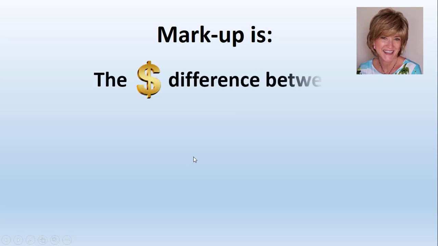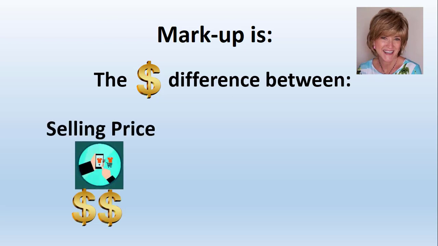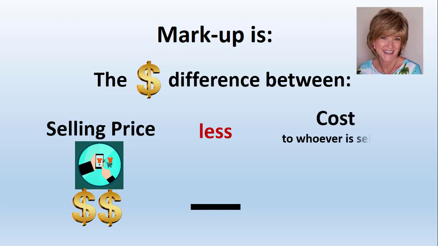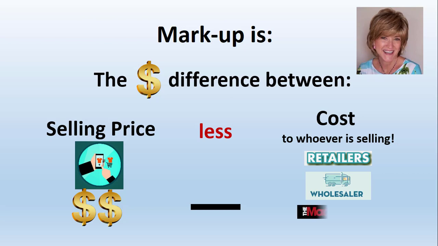Well, just very simply put, as the book says, markup is the dollar difference between the selling price and how much it cost. That's it. To whoever was selling it. Retailers have their own costs, wholesalers have their own costs, manufacturers have their own costs, but the dollar difference between whatever winds up being the selling price by whoever is selling, less their cost, is markup. Simply put. Now this is just the dollar difference. But let's move on.